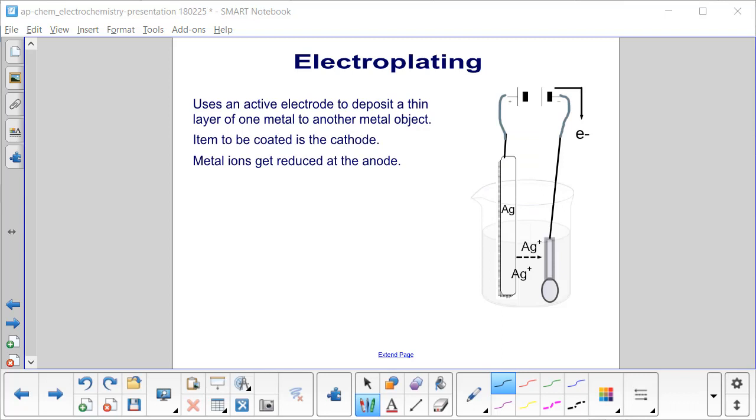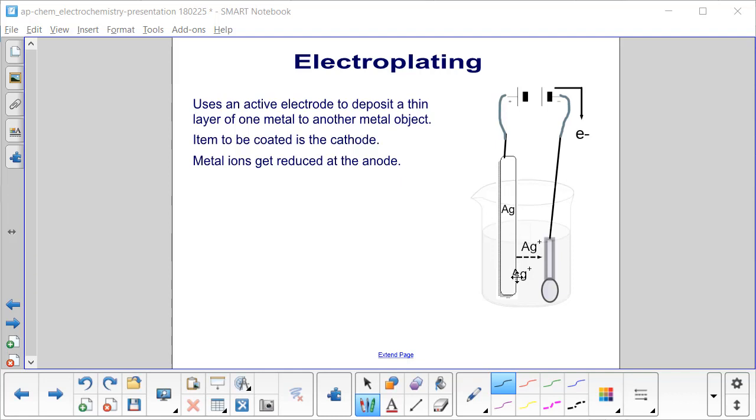One use for these electrolytic reactions is in electroplating. Electroplating uses an active electrode to deposit a thin layer of one metal onto another metal object. The item that is being coated with the metal is the cathode, and those metal ions are being reduced at the cathode.